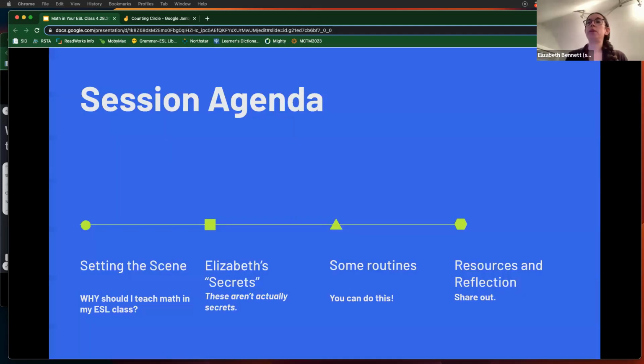So in this session, we'll take a few minutes to set the scene and talk about why, because I think a lot of ESL teachers don't really think that that's something that we should be covering in our classes. And then I'll tell you about my approach for teaching math and numeracy with English language learners. I'll share some routines. Hopefully we'll have time to actually do at least 2 of them. And then at the end of the session, I have a lot of resources that I will share with you, and hopefully you'll share out some of the things that you have learned or have been thinking about.